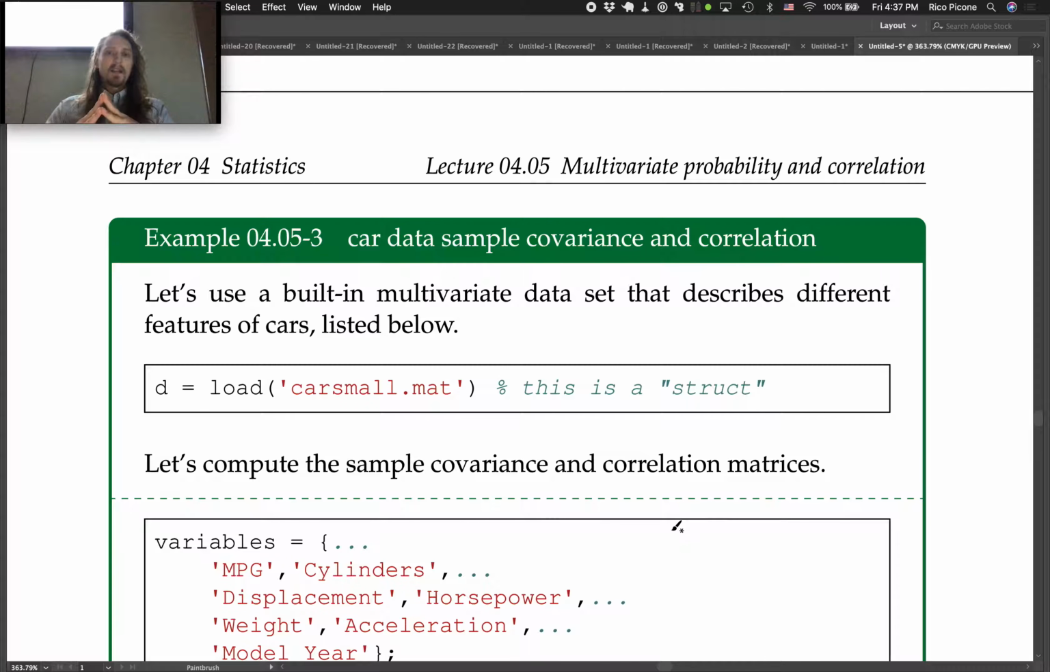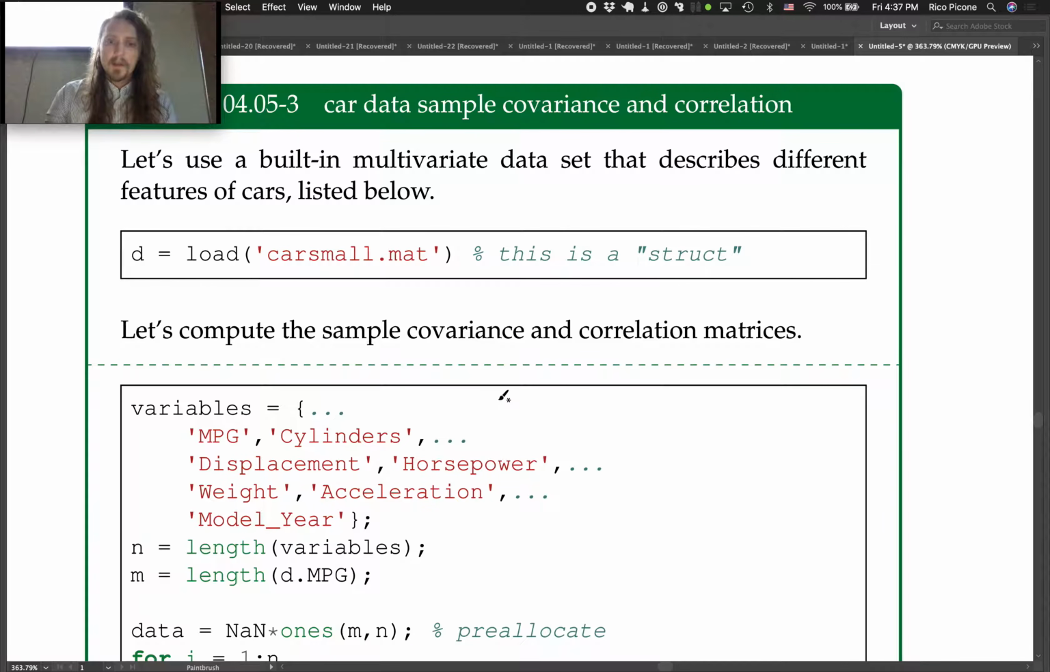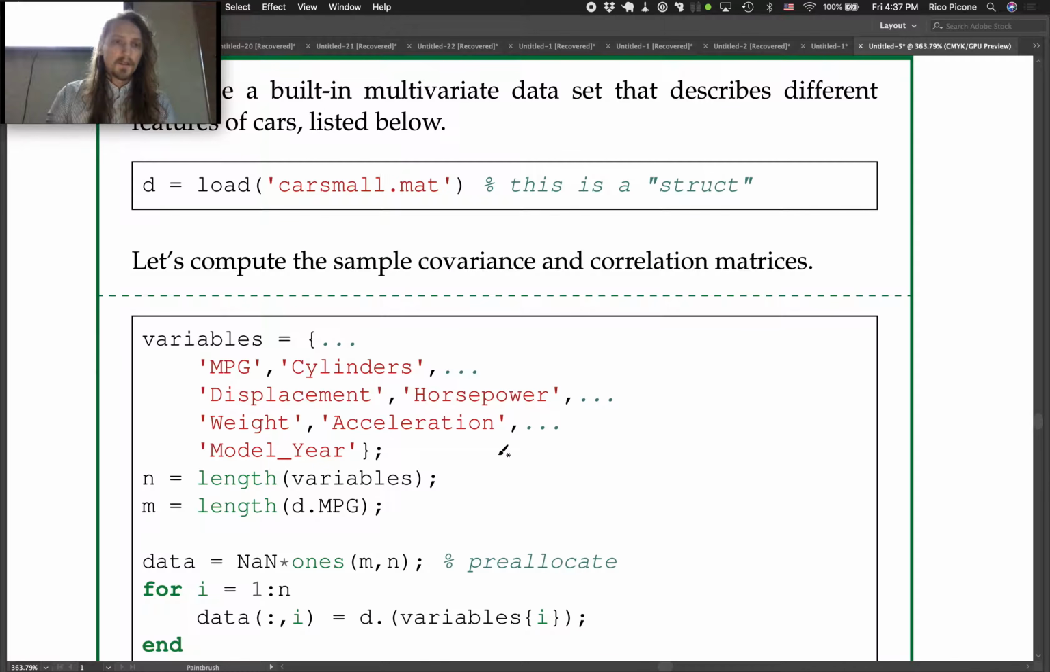So car data, sample covariance, and correlation. Let's use a built-in multivariate data set that describes different features of cars listed below. MATLAB has this carsmall.mat that comes with MATLAB. It's a nice little data set. Some of the variables are correlated and others are not. Some of them are anti-correlated, as we'll see. Let's compute the sample covariance and correlation matrices.